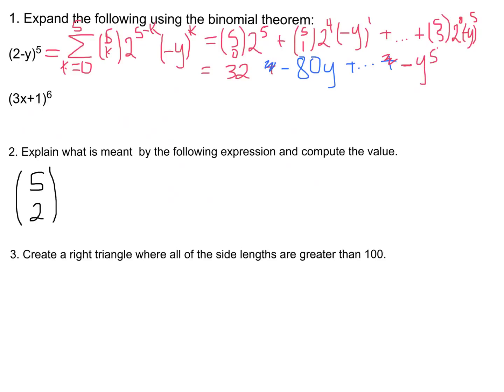Okay, you'd want to go ahead and do the same here. Only difference is that now our a value is 3x. So just to give you an idea, let's look at the first term here. It would be 6 choose 0. And then I have my a term, which is 3x to the 6th power times 1 to the 0th power. So what is this? Well, 6 choose 0 is 1. Now 3x to the 6th, that's 3 to the 6th times x to the 6th.